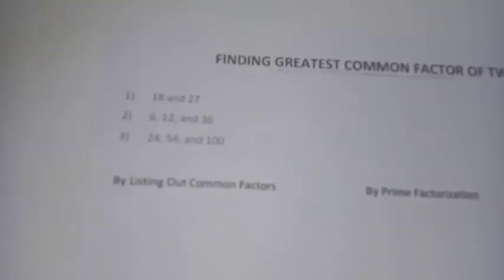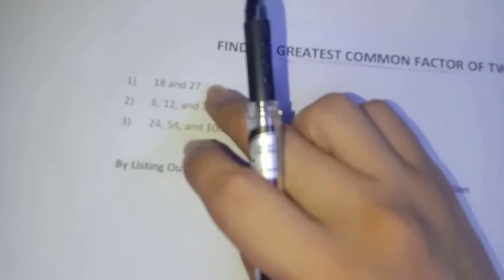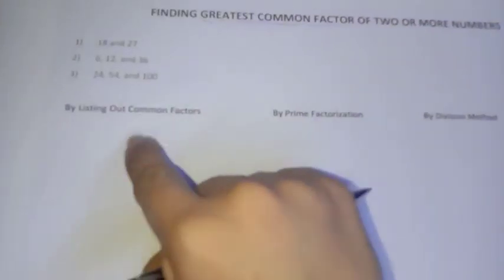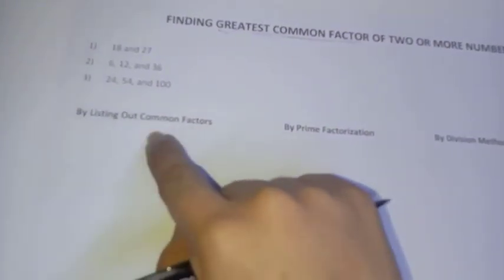So, let's say, for example, we have 18 and 27. So, these are the givens. By the way, sa paghahanap ng greatest common factor, gagamit tayo ng tatlong paraan. We have the first method by listing out common factors. So, dito, ilista lamang natin yung mga factors or the possible factors of our given number.